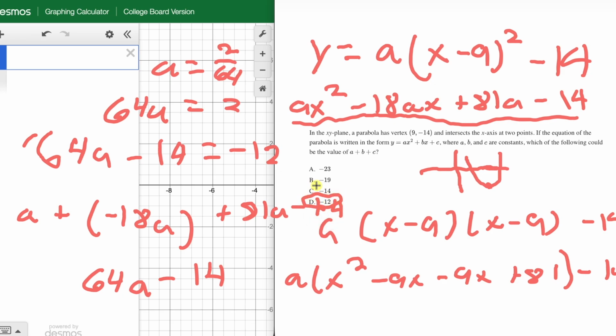And then I can go through C, B, and A, but let me just plug in C real quick, just to show you that if this would equal 14, then you would just add 14 to each side, and that would be 0, and a would equal 0. And if a equals 0, then it's no longer a quadratic, so that can't be right. And all these are bigger, so they would have a negative answer. So that is why D is the correct answer.